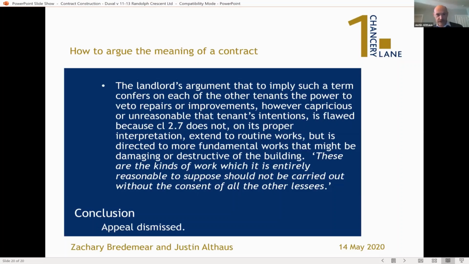And Lord Kitchen said, these are the kinds of work which it is entirely reasonable to suppose should not be carried out without the consent of all the other lessees. And that remark illustrates the importance of the distinction they were making earlier in the judgment between clause 2.6 and 2.7, and their conclusion that the two clauses were entirely distinct and served entirely distinct purposes. And on the basis of all of that, they dismissed the appeal. So Dr. Duval was eventually triumphant.